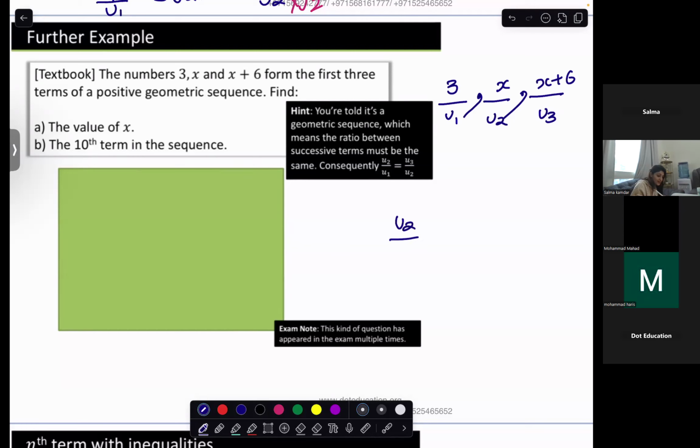This is a geometric sequence, so I say that u2 by u1 is u3 by u2. I need to find the value of r. Please think, I'll get back to you.